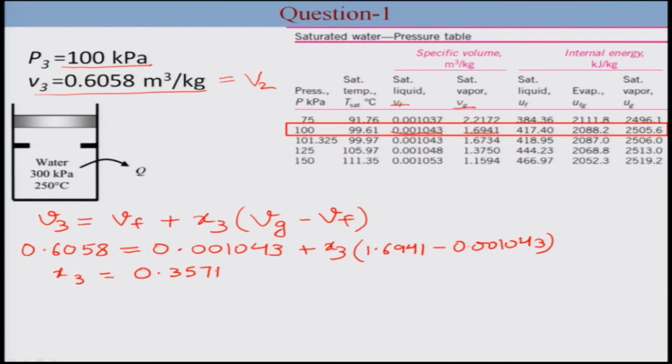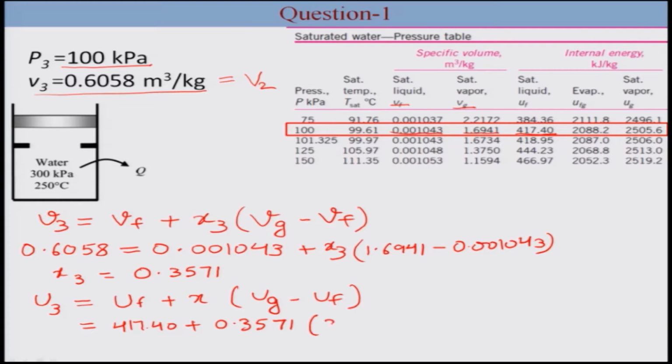To calculate the internal energy, we can use a similar formula. U3 is equal to uf plus x times ug minus uf. Putting in all the values, we can calculate U3. The value of uf is 417.40, x3 is 0.3571, and ug is 2505.6, minus 417.40. So, this gives a value of U3 which is 1163.30 kilojoule per kg. Now we have the value of internal energy at all these states.